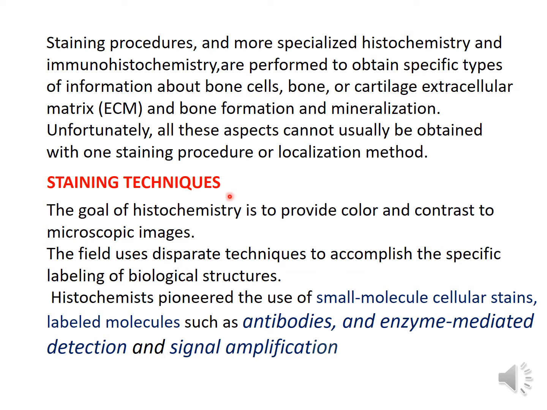The staining techniques. The goal of histochemistry is to provide color and contrast to the macroscopic images, so you can see the tissue under the microscope and examine all the parts you need. The field uses disparate techniques to accomplish the specific labeling of biological structures. You have to label the structure or the target you are going to examine inside the tissue.